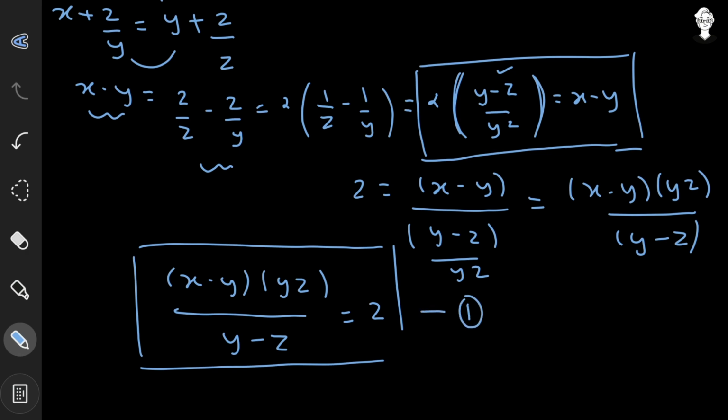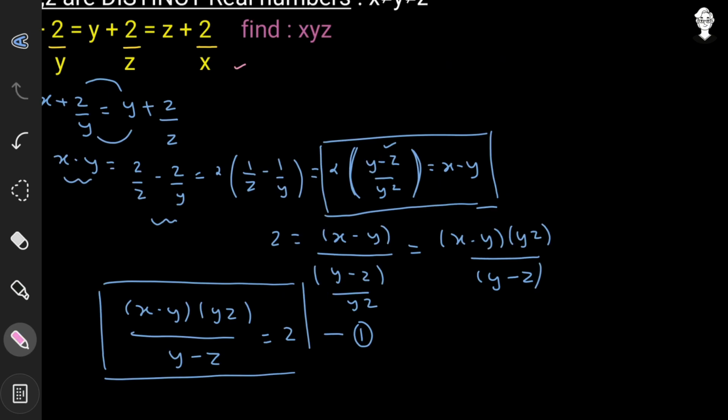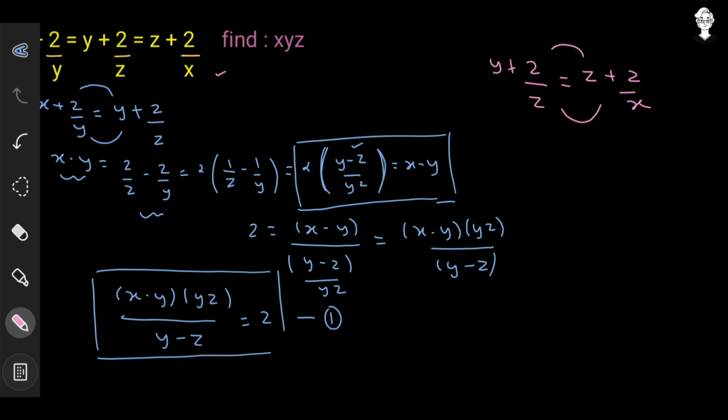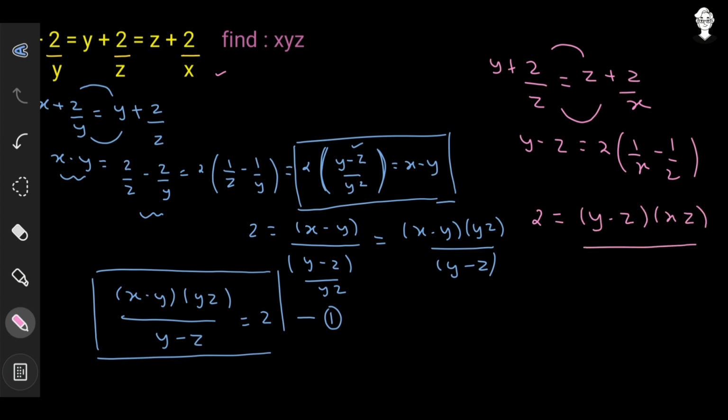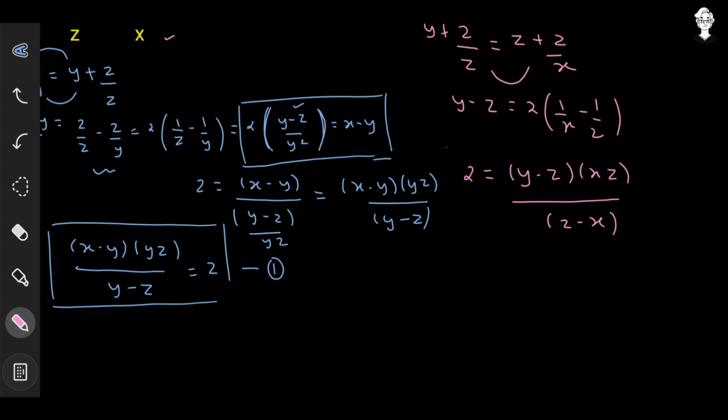Now to get a second important equation, we will compare the middle term with the third term. In the given equation, the middle term is y plus 2 upon z, and we are going to compare it with the third one, that is z plus 2 upon x. The same steps we will follow over here. We will isolate 2 on one side. So I am shifting z on this side and this on that side. So we will have y minus z equals 2 times 1 upon x minus 1 upon z. This will ultimately lead us to 2 equals y minus z multiplied with xz, and in the denominator z minus x. So here we have got a second important equation by comparing the middle term with the third term.